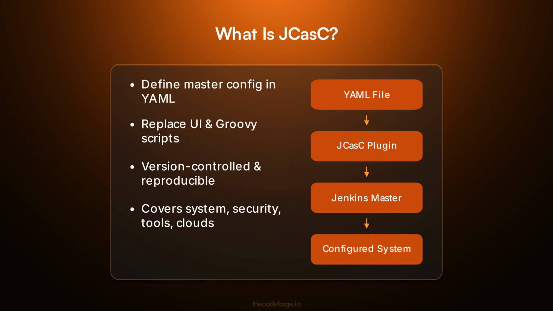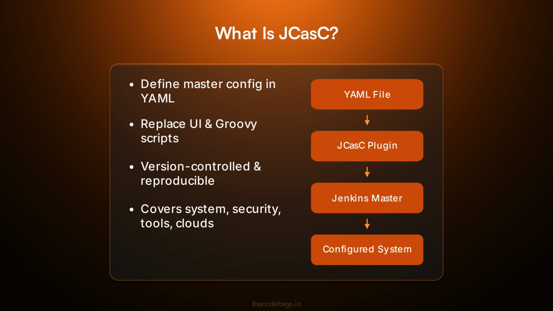JCasC is a plugin that reads a YAML file at startup and applies it to configure Jenkins. It covers everything from system settings and security realms to tools and cloud providers. Think of it as a recipe card for your Jenkins server.